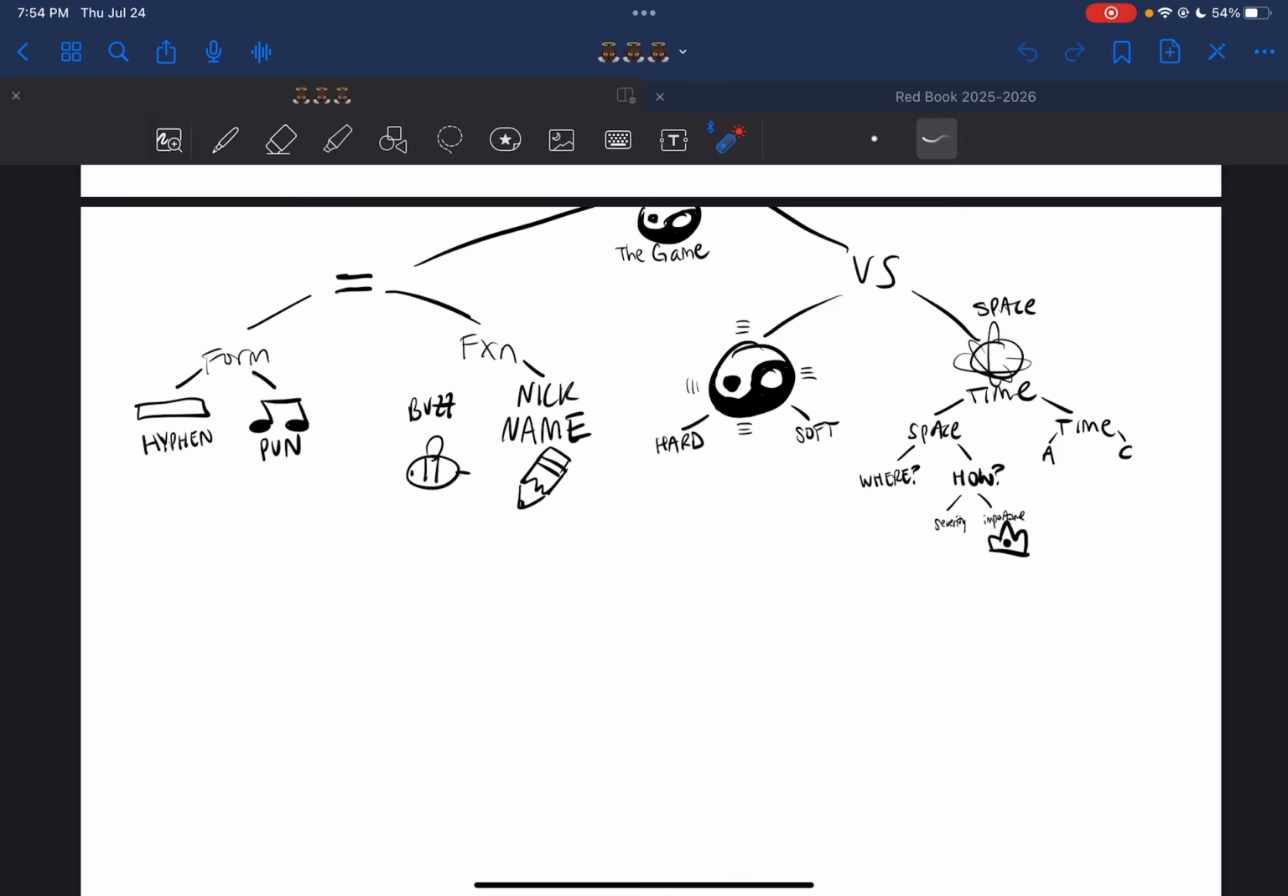Another opposite way to put it is that equals is about equalizing things, making things the same, or grouping things together that are the same, whereas versus is about finding the difference between things and splitting them apart. So equals is about forming groups by grouping things together into the same bucket. Versus is about forming groups by splitting things apart into separate buckets. So they're both important for that reason.